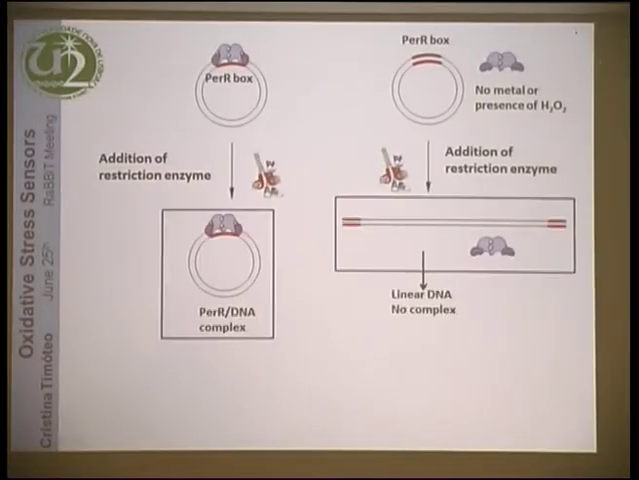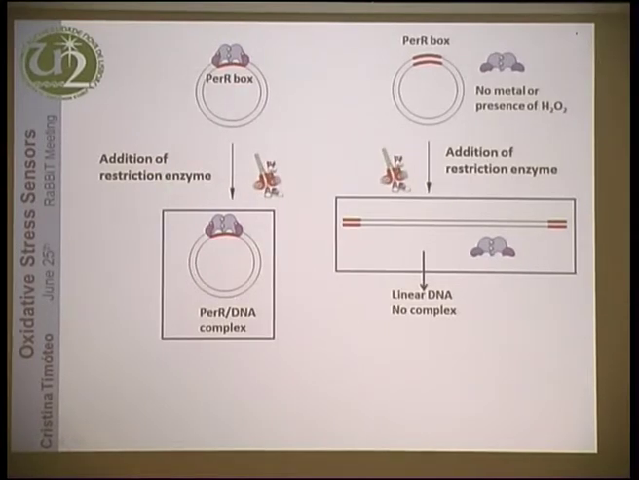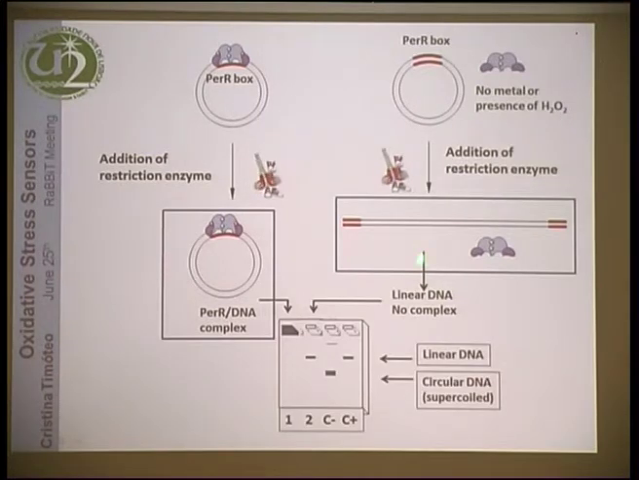What we in fact did was to clone this sequence in a plasmid, and then try the activity assay when we add the restriction enzyme. If we have a plasmid, at the end we have the linear plasmid if the protein is not bound. If the protein is bound, we have the circular plasmid.